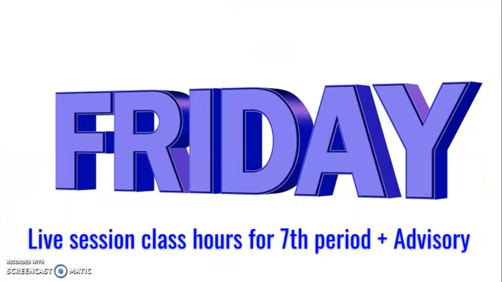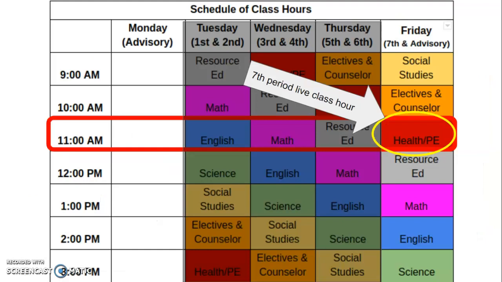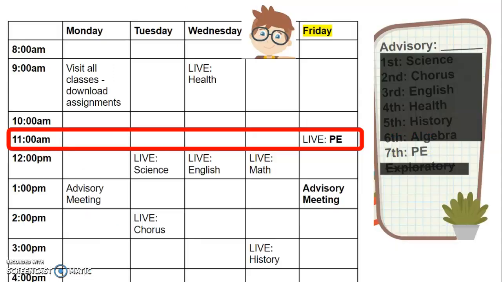On Friday, the focus is just 7th period and advisory. So at this point, he's going to go look into the schedule for his PE class, and then whatever his advisory teacher has decided for meeting time will be what else he plugs in. That will be unique to each individual advisory. 7th period, the live class hour for Friday is 11 a.m. So he'll plug 11 a.m., his PE session, and maybe his advisory teacher sticks with 1 o'clock as the meeting time for Monday and Friday, and so he would put that into his schedule as well. So this gives his full schedule of live, interactive class opportunities for all of his teachers.